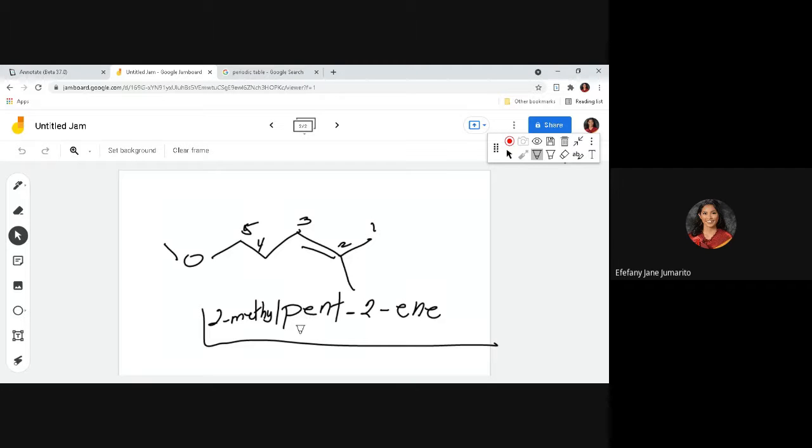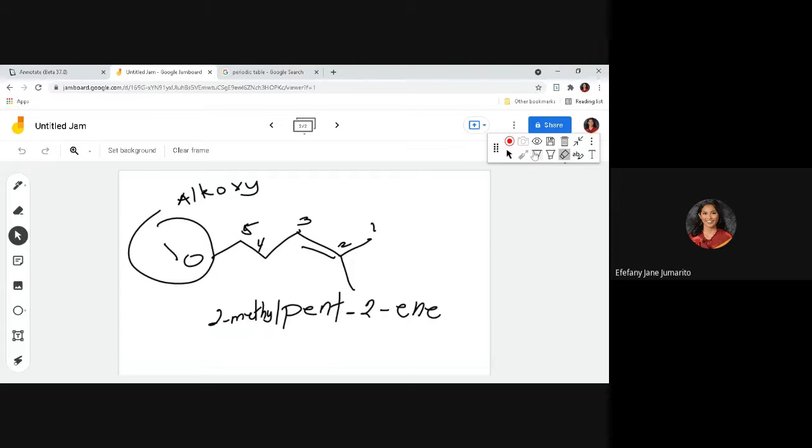Now, if we have a functional group, especially an ether, the OR group, the alkoxy group, you put its name before the parent chain. Okay, so what is this? How do you call the alkoxy group? That is methoxy. Yes, meth, because one carbon atom only. So we have methoxy. Okay, so we have one methoxy.